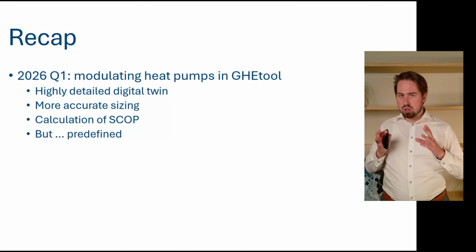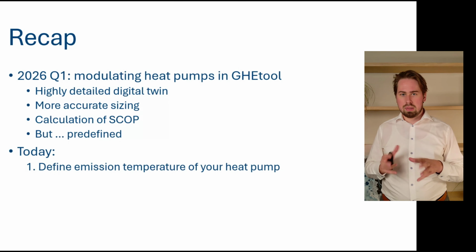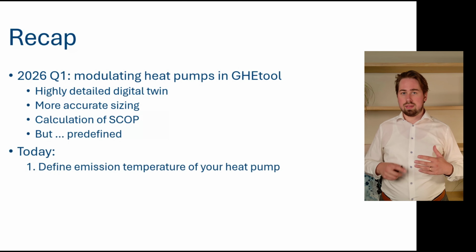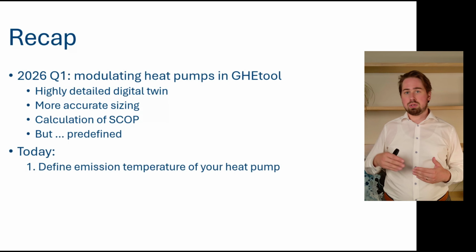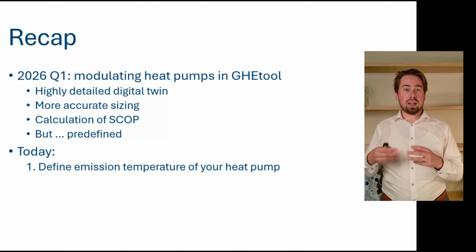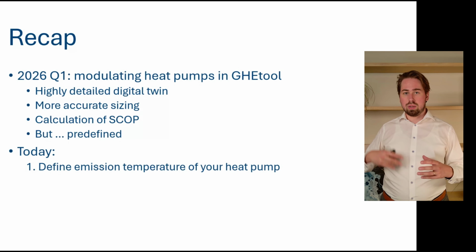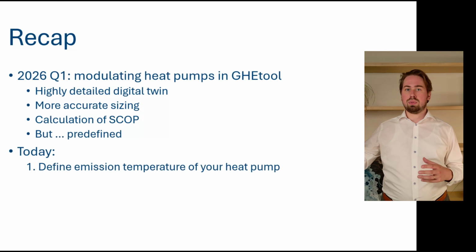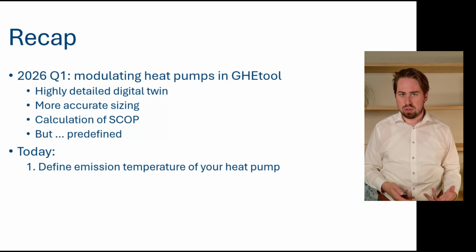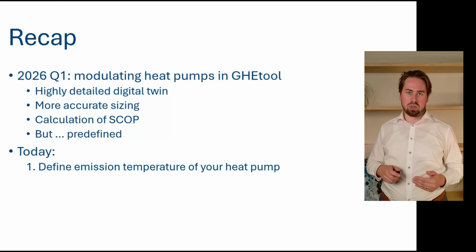So today I want to talk to you about two different points. The first one is to define an emission temperature of your heat pump. So previously it was assumed that the emission to the building was 35 degrees, and for domestic hot water it was 55. Now with the latest update you can define this yourself. And this is really helpful to see, for example, the effect of going from a radiator temperature of 55 or 45 degrees to a lower emission temperature, for example for floor heating at 35 degrees, and see what the efficiency of your overall system will be when you lower this temperature.